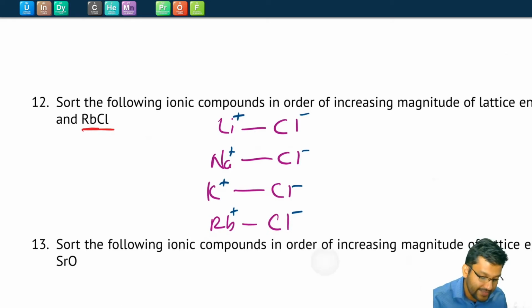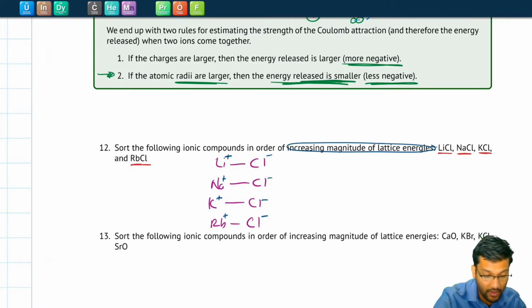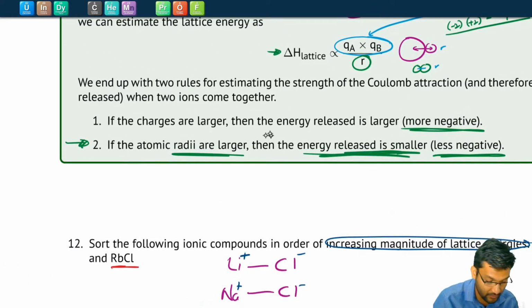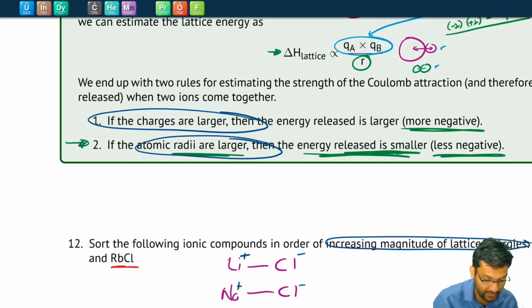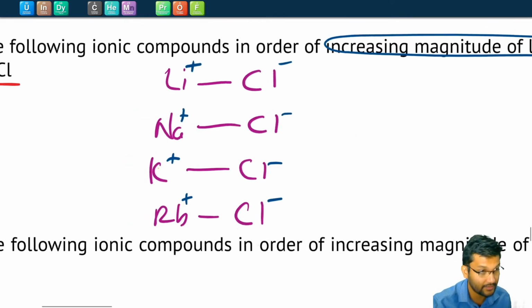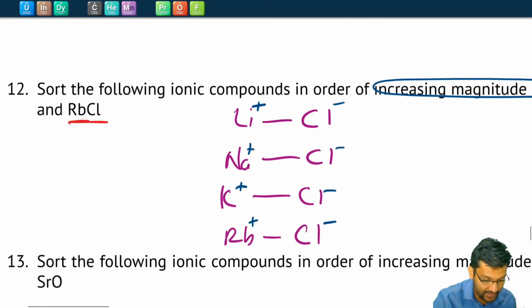Now we need to figure out their relative lattice energies and sort them in increasing magnitude. So how do we figure that out? There are two things, as I mentioned, that determine the strength of the lattice enthalpy. One is the charges, and the other is the radius. In all of these cases, the charges are the same: +1, -1, +1, -1. So the charges would not affect their lattice enthalpy because they have the same charge. Now we need to look at the radius, so I would look at the periodic table. I see that this is in the second row. This is in the third row.